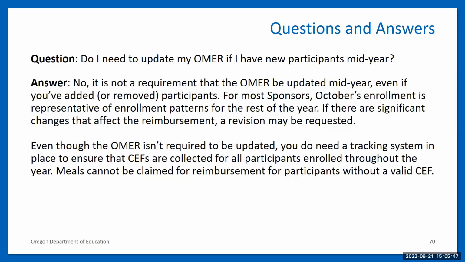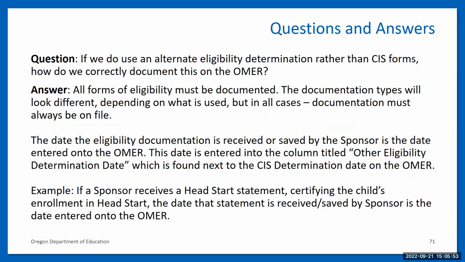Great, thank you. So our final prepared question that has a slide is, if we do use alternate eligibility determination other than CIS forms, how do we correctly document this on the OMER? Eliza, can you answer this question for us? Sure thing, I'd be happy to. This is a great question.